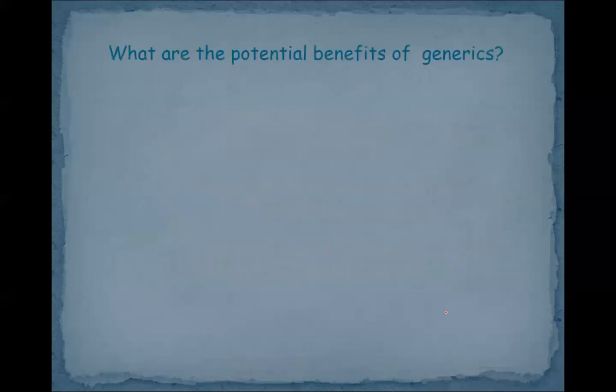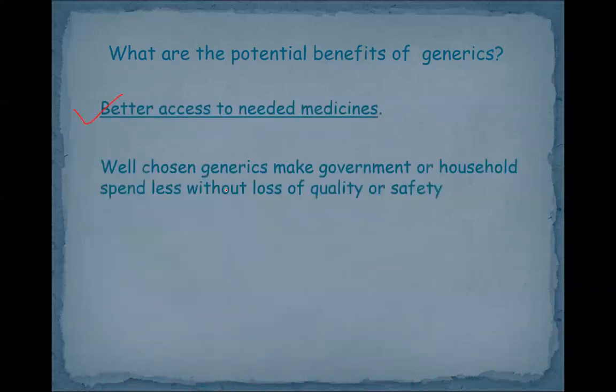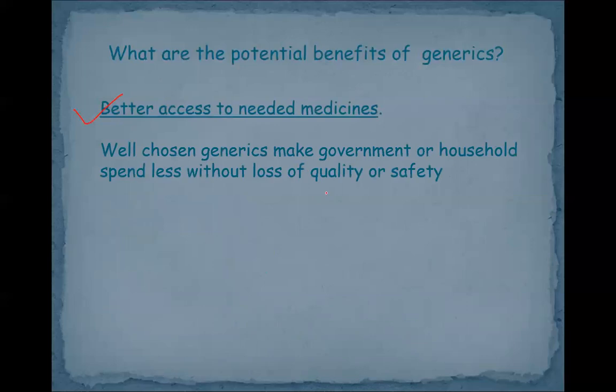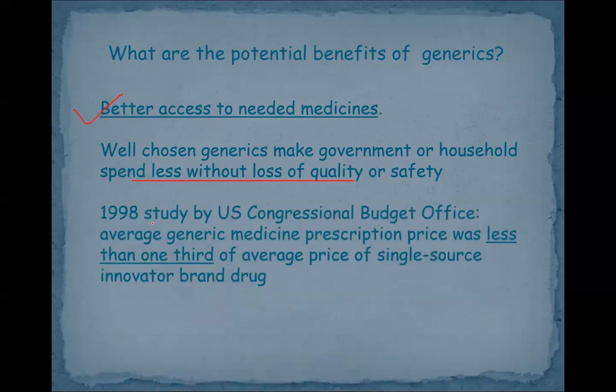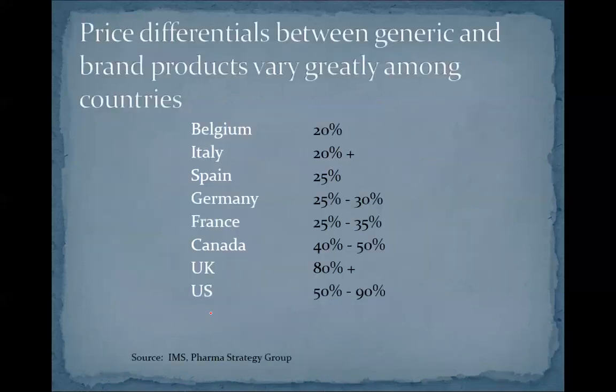Now, what could be the potential benefits of a generic drug? So the potential benefits are that we have better access to the needed medicine. Well-chosen generics make government or households spend less without loss of quality or safety. The 1998 study by the US Congressional Budget Office said that the average generic medicine prescription price was less than 1/3 of the average price of a single source innovator brand product.